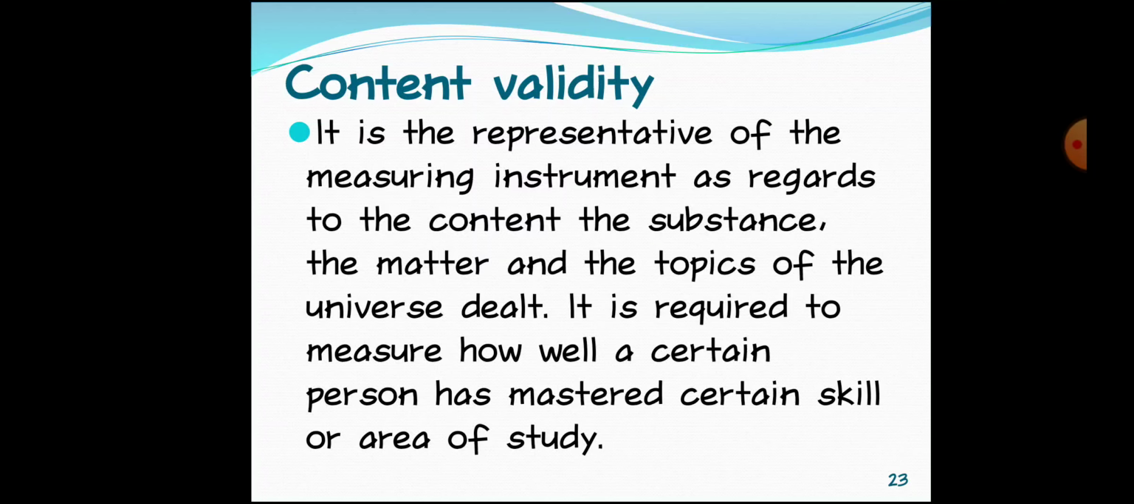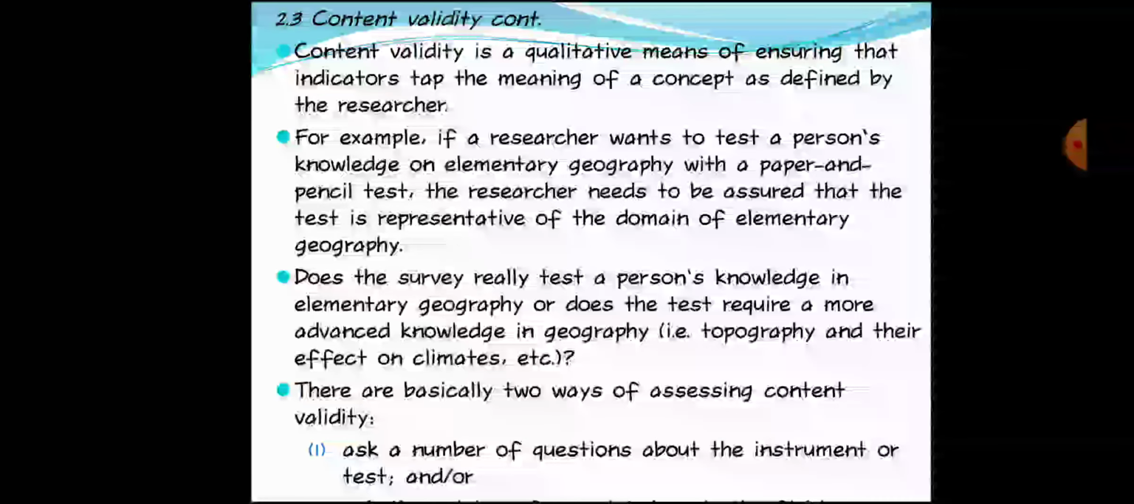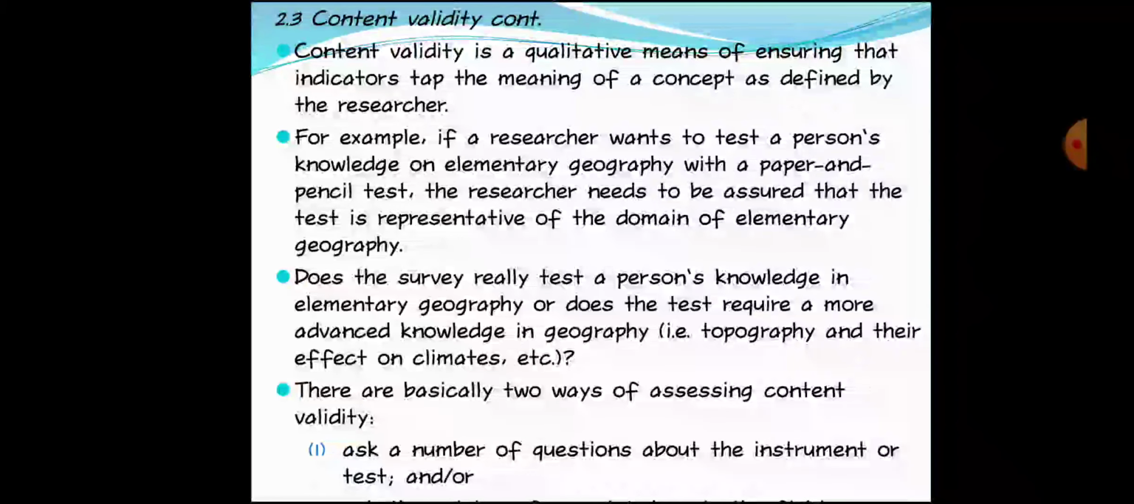Content validity. It is the representativeness of a measuring instrument as regards the content, the substance, the matter and the topics of the universe dealt with. It is required to measure how well a certain person has mastered a certain skill or area of study. Content validity is a qualitative means of ensuring that indicators tap the meaning of a concept as defined by the researcher. For example, if a researcher wants to test a person's knowledge of elementary geography with a paper and pencil test, the researcher needs to be assured that the test is representative of the domain of elementary geography.